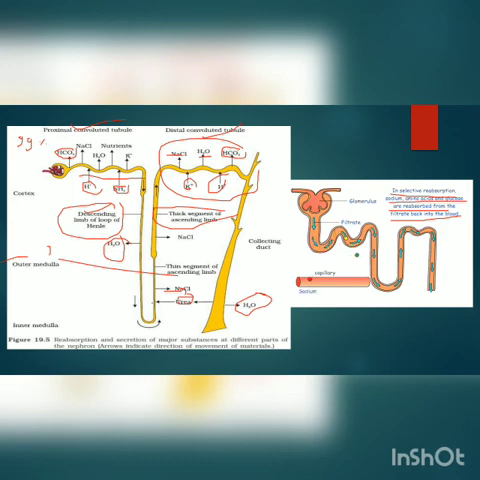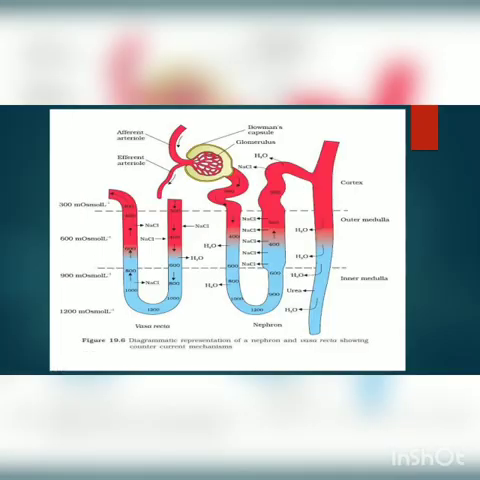Now it also plays a role in the maintenance of pH and ionic balance of the blood by selective secretion of hydrogen and potassium ions. So this is the role of the collecting duct. So this is the role of the different parts of the nephron in the reabsorption of the substances as well as in the secretion of the substances.